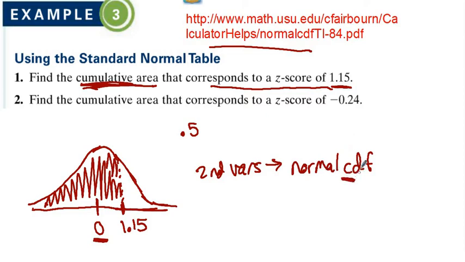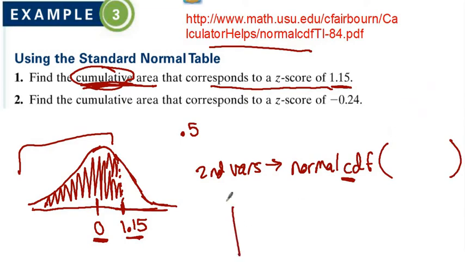What does C stand for? C stands for the word cumulative. It means cumulative area. It means how much area have you accumulated or added up by the time you reach this z-score right here. So you want normal CDF, and on the TI-83 it's just going to bring you back to the main page. On the TI-84 it's probably going to bring you to a screen and ask you for things like lower and upper. Okay, so I'll do it both ways.